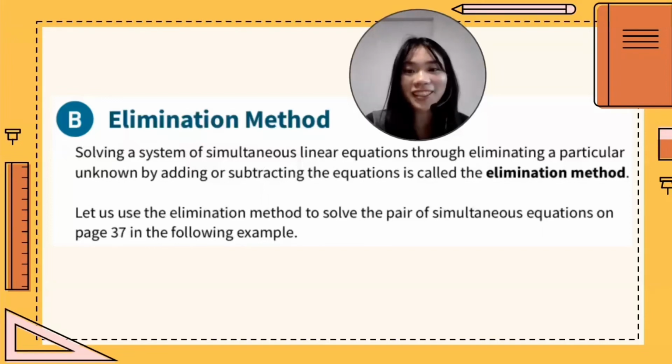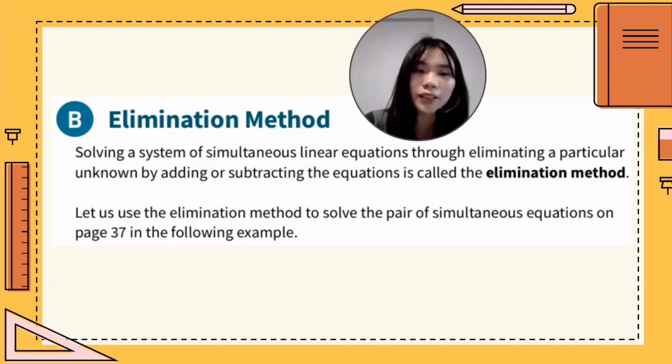Moving on, we have the next method, which is known as elimination. Now, why do we need to use two methods? Because these two methods are tested, right? Sometimes the questions may say, use the substitution method to solve this pair of simultaneous equations, and then some of them may use the elimination method. So in other words, you need to be able to use both methods.